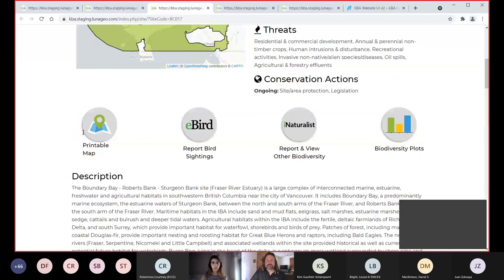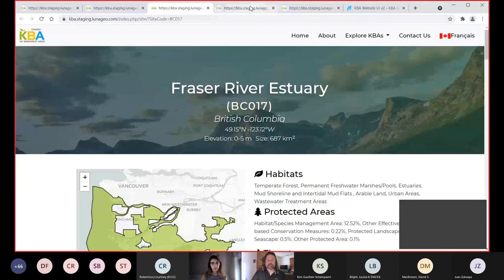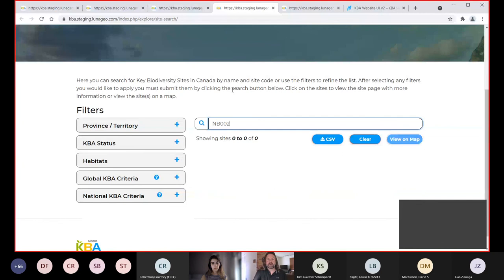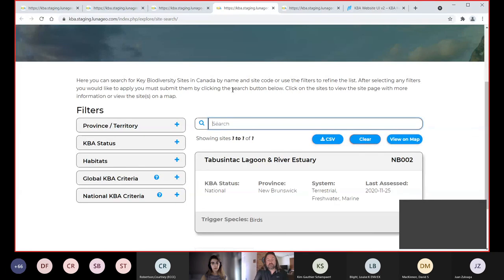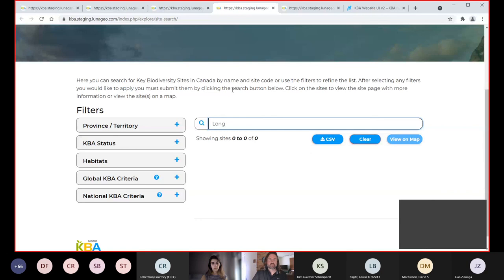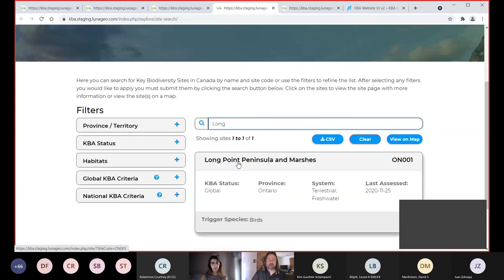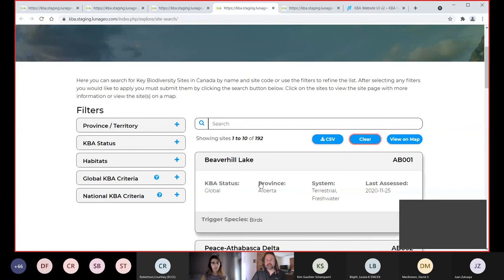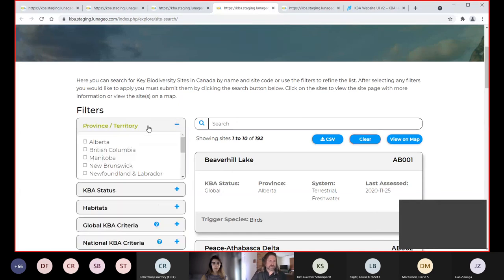So another way to find sites is through this site search filtering system. Again, it works the same way as the map does. You can type in a provincial code or even a specific site code if you know it, or the name of a place, etc. So typing "long" should bring up Long Point. And it brings back this little piece of information and then a link off to go to the more detailed site summary. There are other fancier ways to filter over here, which I won't get into too much.